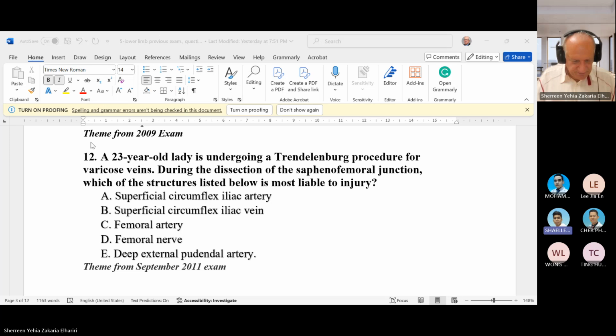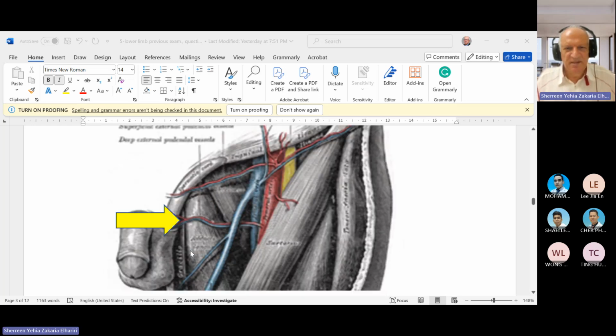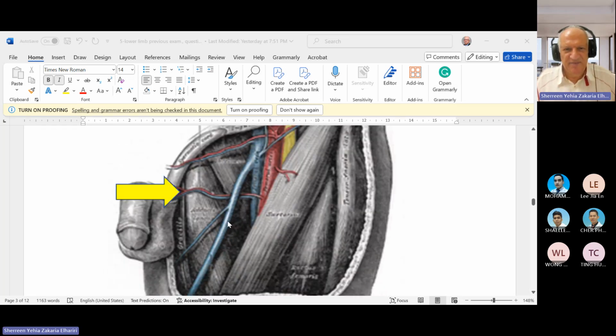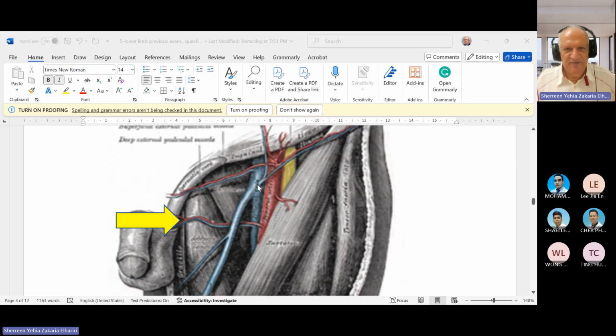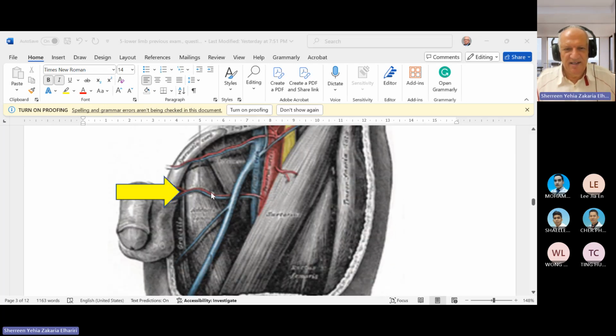A 23-year-old lady is undergoing a Trendelenburg procedure for varicose veins. During the dissection of the saphenofemoral junction, which of the structures listed below is most liable to injury? This would be a difficult question. It would be the deep external pudendal artery. If you see this picture, it is large. This is the saphenofemoral junction, and as you can see, this artery can be injured.